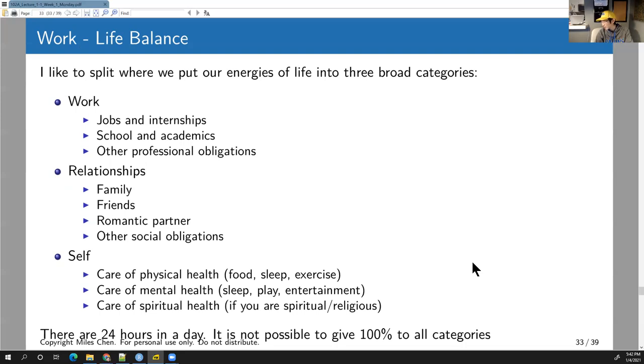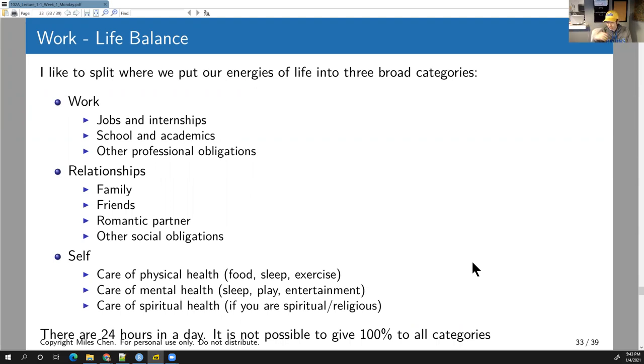And so, anyway, I want to talk a little bit about work-life balance here. This is something you'll have to figure out on your own, but I want to give you a little bit of perspective. There are 24 hours in a day, and I split where we can put our energies into three categories. There's work, and that's your jobs and internships, or your school and academic and other professional obligations. Right now you guys are students, so work is pretty much schoolwork. But later on, you'll find jobs and work is going to be work.